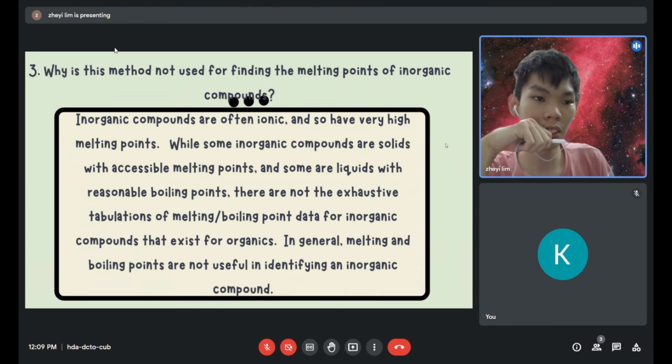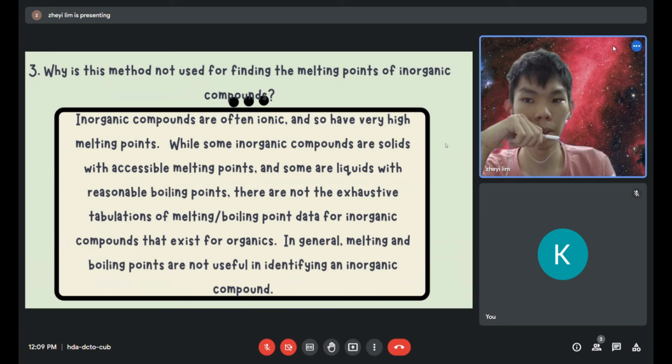And now I will talk about question 3. Why is this method not used for finding the melting point of inorganic compounds? Inorganic compounds are often ionic and so have very high melting points, while some inorganic compounds are solids with accessible melting points, and some are liquids with reasonable boiling points. There is no exhaustive tabulation of melting or boiling point data for inorganic compounds like that which exists for organic ones. So, in general, melting and boiling points are not useful in identifying an inorganic compound.